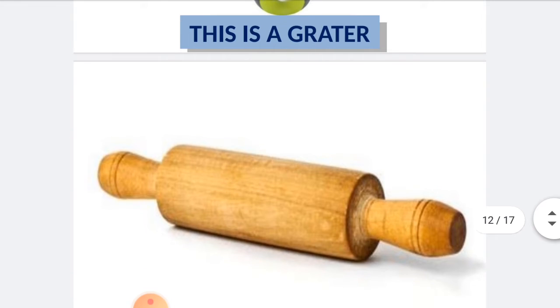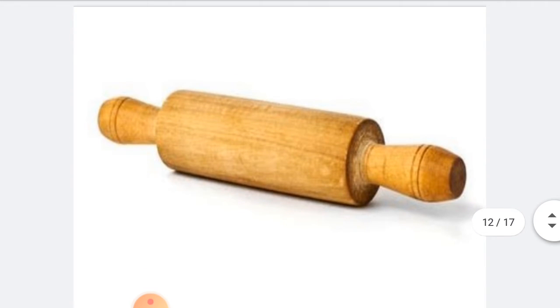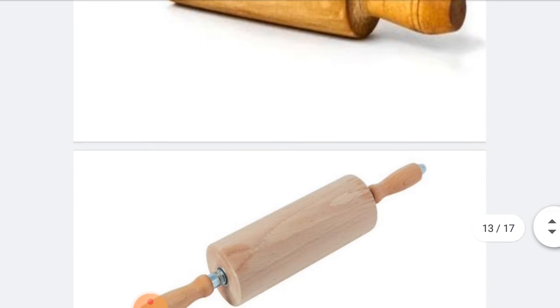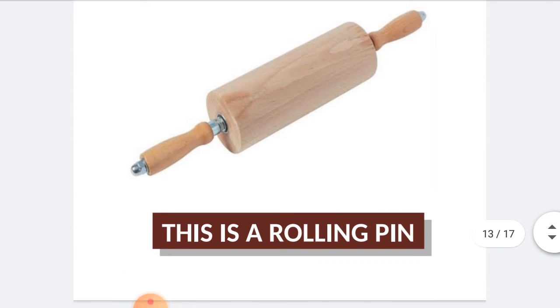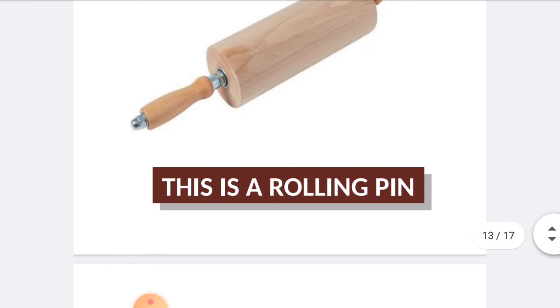And can you tell me what this is? This is very common. This is used for making rotis, chapatis, yes? So this is a rolling pin. Please remember the name in English. This is a rolling pin, okay?